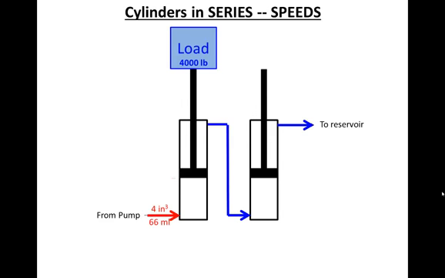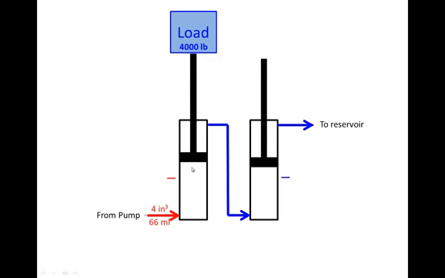Let's make a mark at where this piston is and this one so that we could see which one will move further. If 4 cubic inches of fluid go into the bottom of this, and this happens to be a 4 square inch area, then the piston will move 1 inch. But because the area on top is smaller, only 3 square inches, because the rod is taking up some of the space, only 3 cubic inches of fluid will go out.